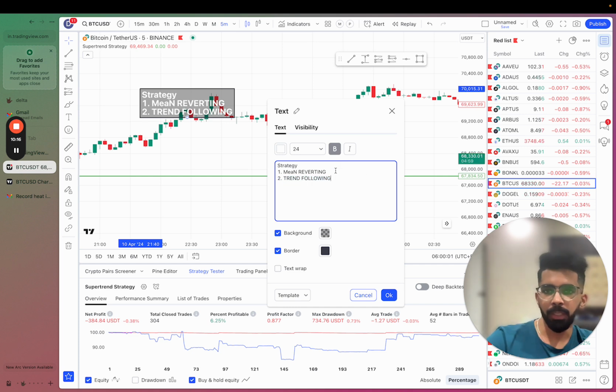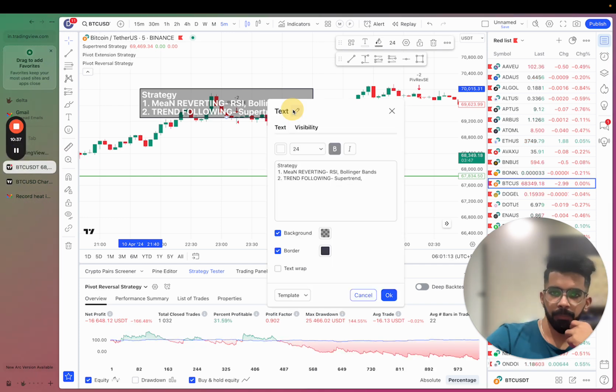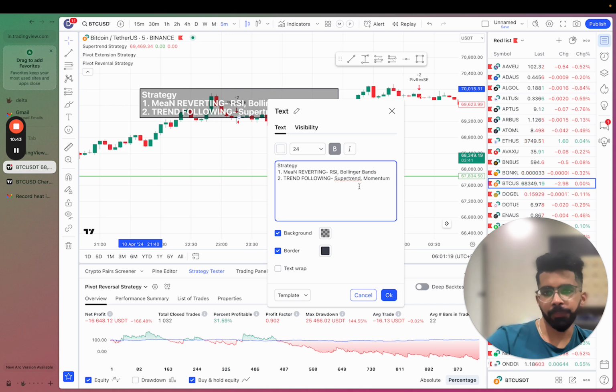Okay. Now, what are mean reverting strategies? So RSI strategy is a mean reverting strategy. Bollinger Bands are a mean reverting strategy. And in trend following strategies, super trend strategy is a trend following strategy, and momentum strategies are types of trend following strategies. Now, trend following strategies will perform better in a trending market. So whenever BTC experiences a big down move or a big up move, whichever direction, we just need a big move, trend following strategies will outperform.